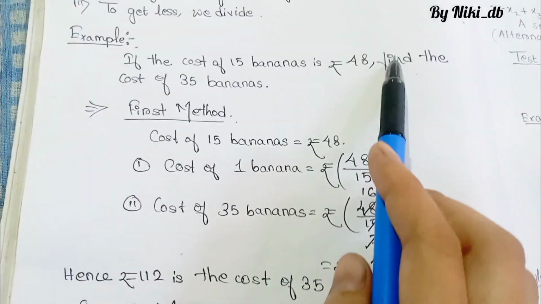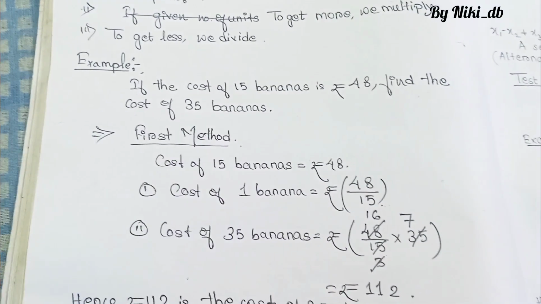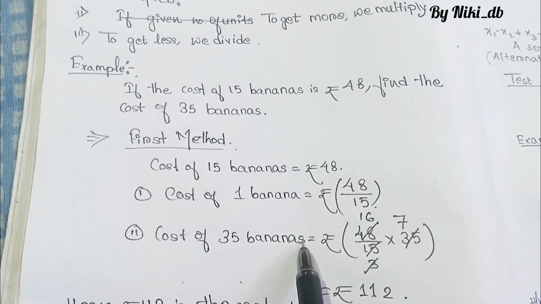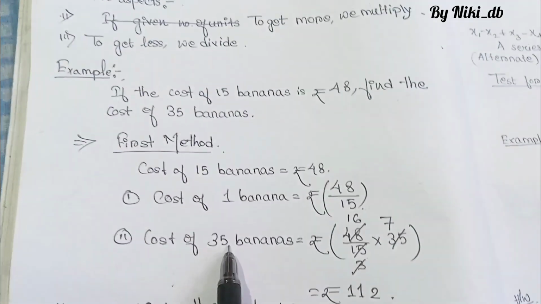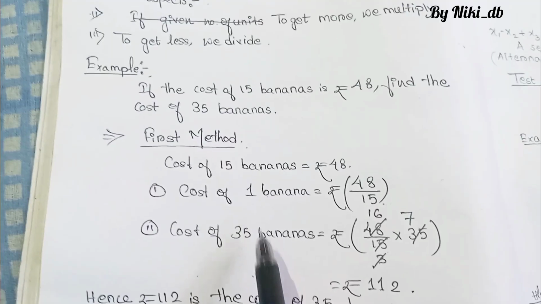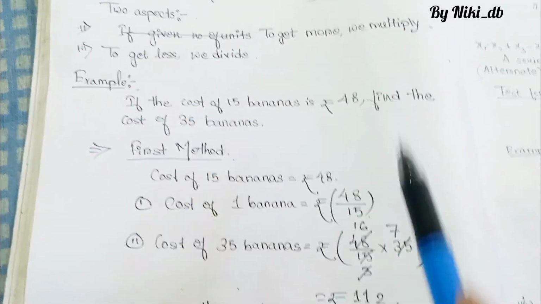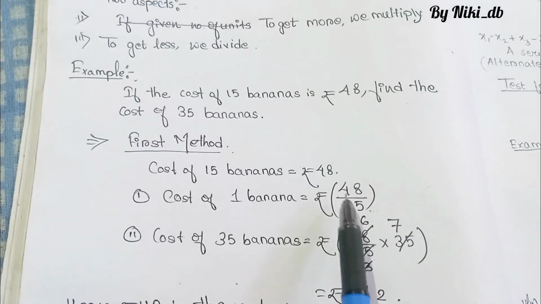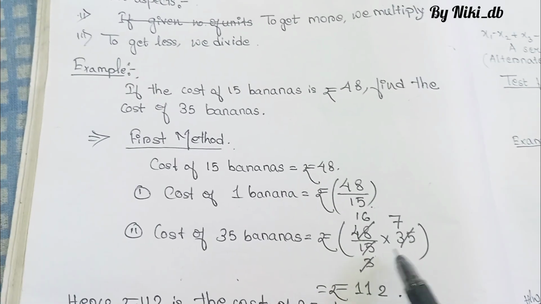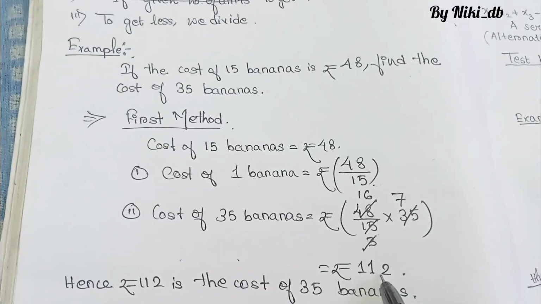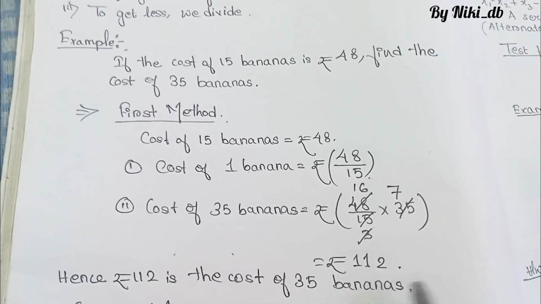Then we will proceed to the cost of 35 bananas. Again we are coming back here. To get more we multiply. So 35 is obviously more than 1. So to get more we multiply. So we will multiply 35. 48 by 15 into 35. Here gives the answer. So hence rupees 112 is the cost of 35 bananas.